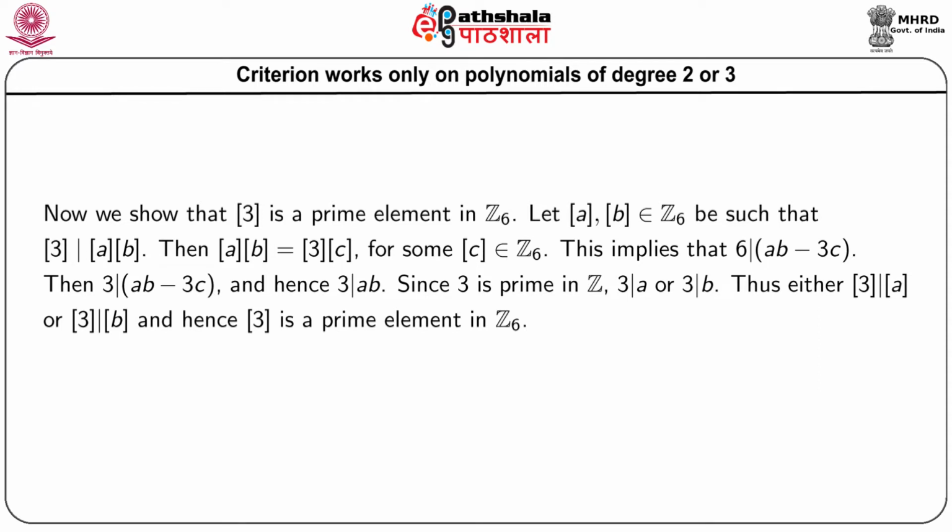and since 3 is a prime integer in Z, it follows that either 3 divides a or 3 divides b, which in turn becomes [3] divides [a] or [3] divides [b] in Z6, and hence 3 becomes a prime element in Z6. Thus, we see that in a commutative ring R with 1, in general there are elements which are irreducible but not prime, as well as some elements which are prime but not irreducible.